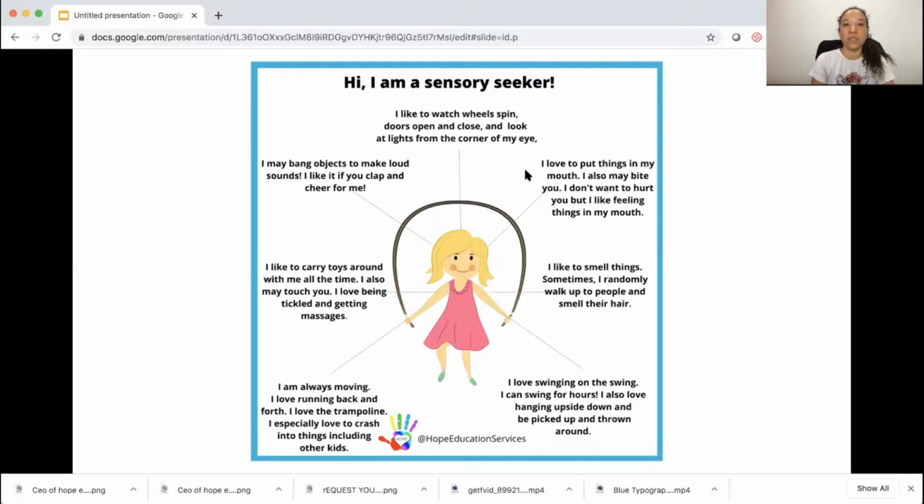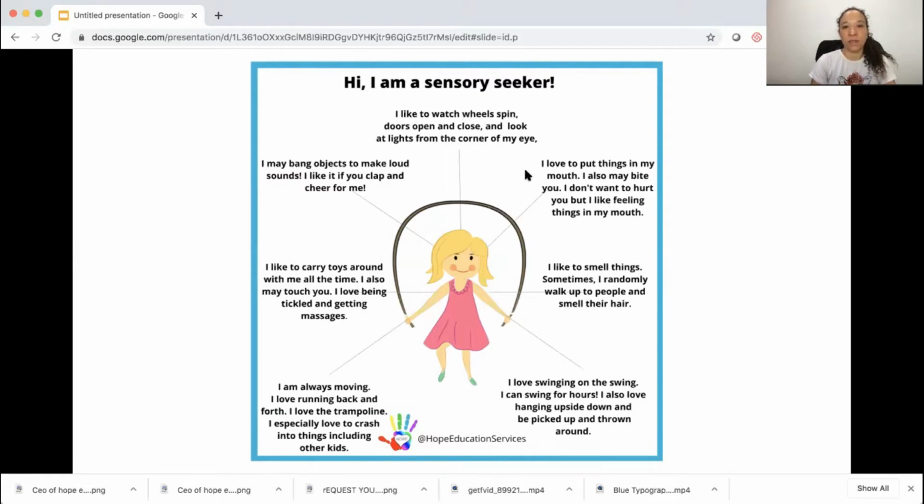So the other type is proprioception. These are kids who love to swing. They can just do it for hours. They love the sensation of being upside down. They like being flipped around. They like being thrown around. So these are kids that it's a really good idea to roughhouse with. These are all the kids that are sensory seeking.